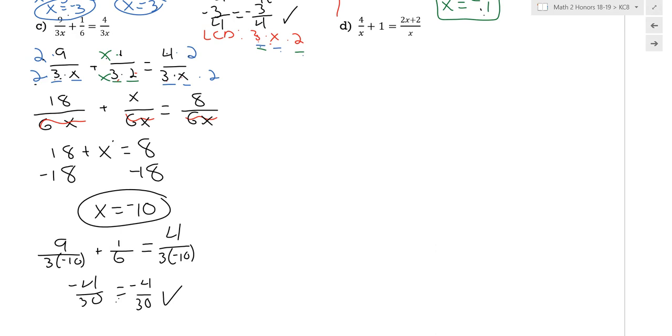All right, looking at D, I have 4 over x plus 1 equals 2x plus 2 over x. I'm going to start by rewriting this as 4 over x plus 1 over 1. So if it doesn't have a denominator, there's really a 1 there. LCD, x. We don't have to worry about 1. You can throw it in, but anything times 1 is itself, so we don't really worry about it. And then this one already has an x. X that matches, this one needs an x. X that matches.